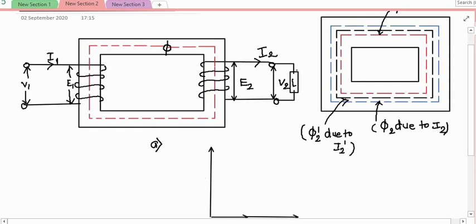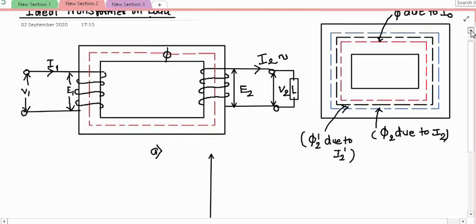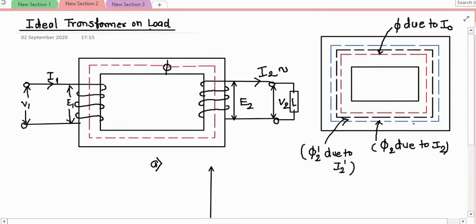Now when current I2 is circulated, what is the nature of this current? The nature of this current is alternating. So this alternating current will produce an alternating flux, which again links with the secondary winding and also the primary winding. Let the flux produced by the current I2 in the secondary winding be phi 2. The blue dashed line shows the flux produced by the current I2 circulated in the secondary circuit. So due to the current I2, flux phi 2 is produced.